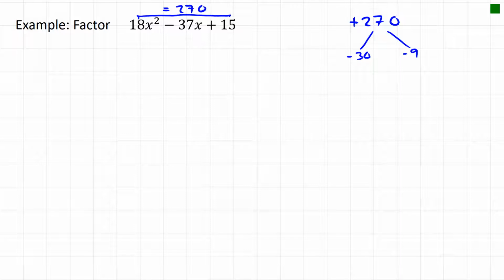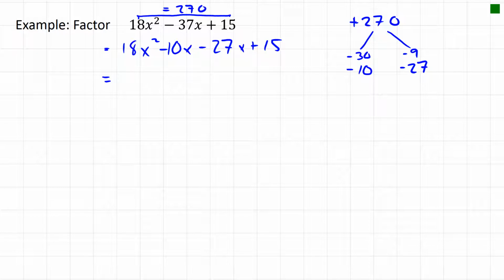So 270 divided by 10. Well, if I do 270 divided by 10, I get 27. So two factors are negative 10 and negative 27. Those multiply to positive 270, and look at that, they add to negative 37. So now we can just start flying through this process. Negative 37x splits up into negative 10x minus 27x plus 15, and now we're ready to factor by grouping.